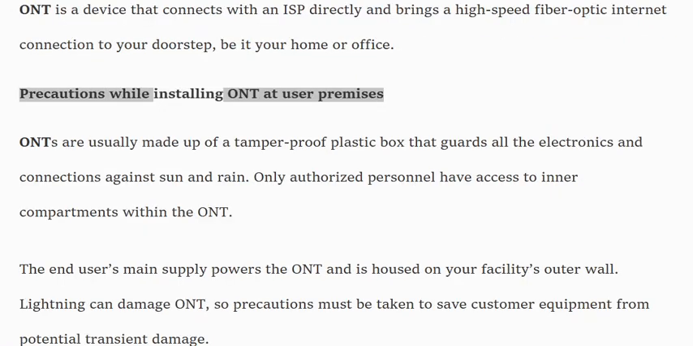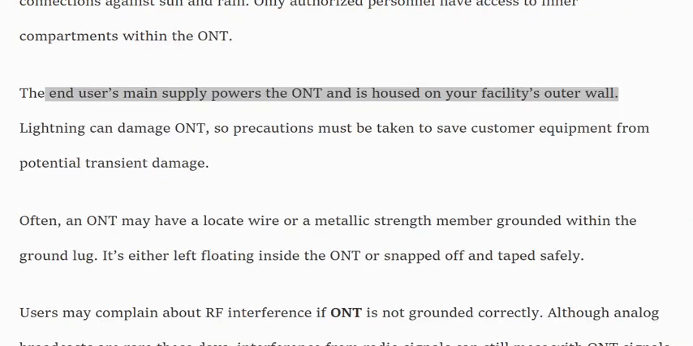Precautions while installing ONT at user premises. ONTs are usually made up of a tamper-proof plastic box that guards all the electronics and connections against sun and rain. Only authorized personnel have access to inner compartments within the ONT. The end user's main supply powers the ONT and is housed on your facility's outer wall.